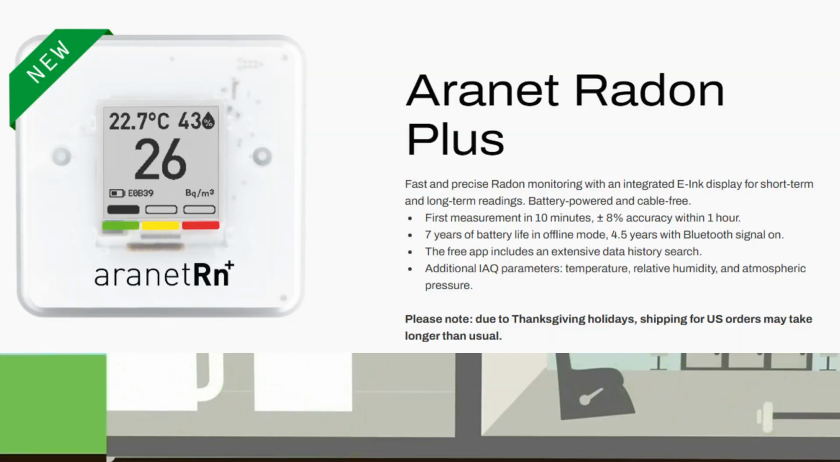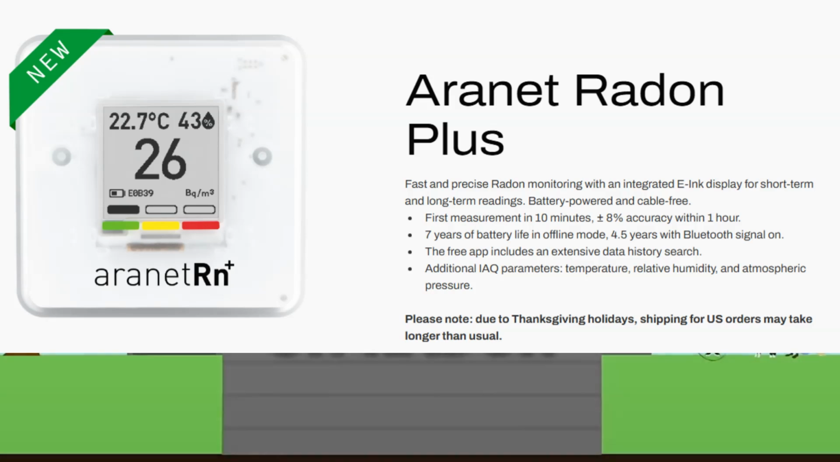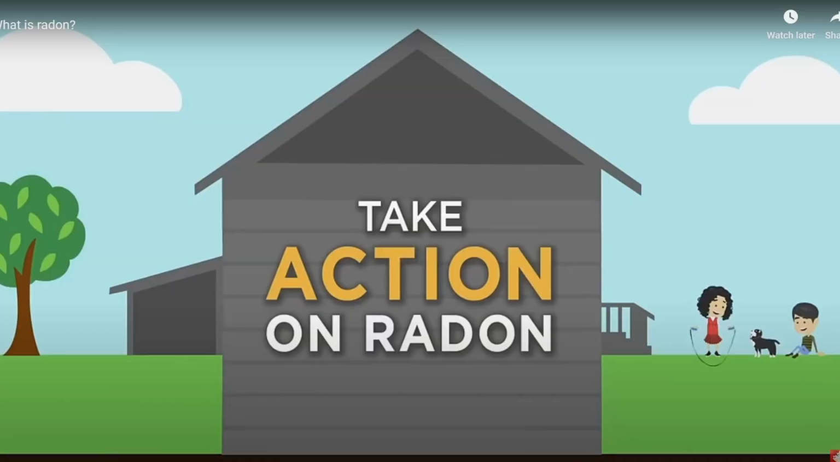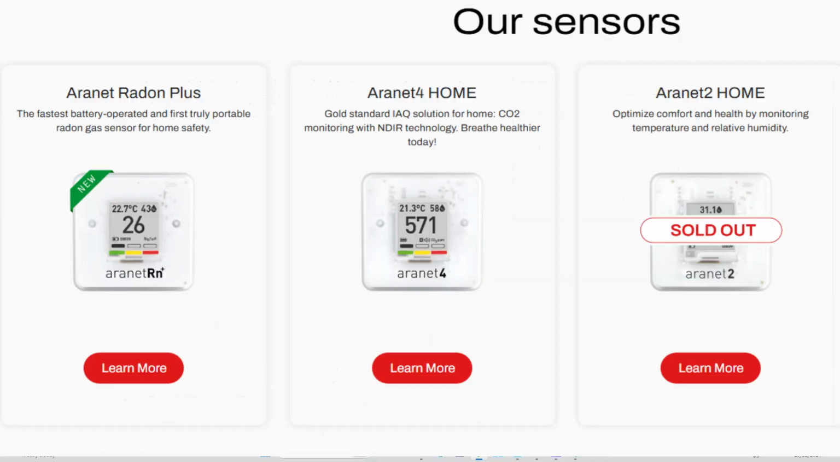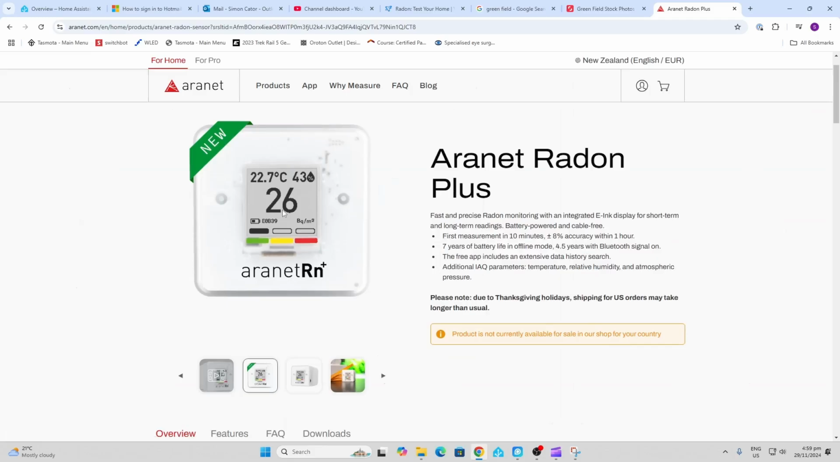So I'm going to show you today this little sensor that's designed to measure this and make sure that we're safe. So the Aranet range of sensors are really great. I've tested the CO2 one before and was really impressed. They come with this e-ink display, which is really nice and clear, and they are offering up to 7 years battery life or 4.5 years when the Bluetooth signal is running.